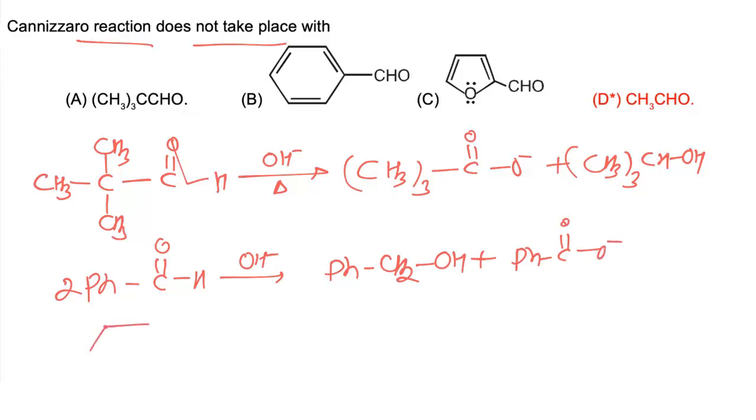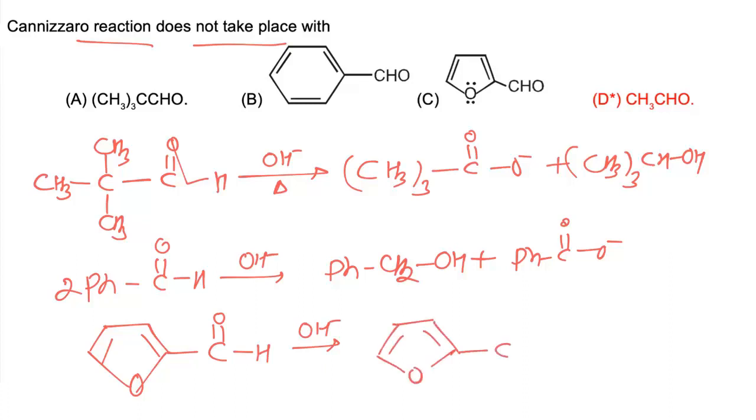Now for furfural, the next molecule is furfural aldehyde. Now this molecule again does not have any alpha hydrogen, so it will also undergo the Cannizzaro reaction. So C=O negative plus furfuraldehyde plus this alcohol is formed as a product, while in the fourth, option D, this molecule has alpha hydrogen, so it will not give the Cannizzaro reaction, and hence the correct answer is D.